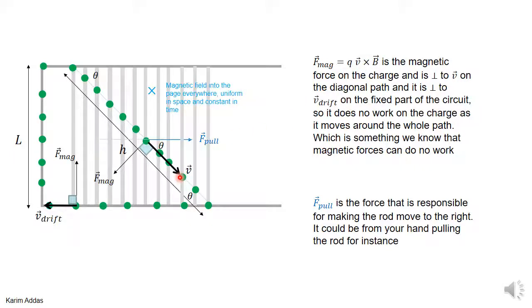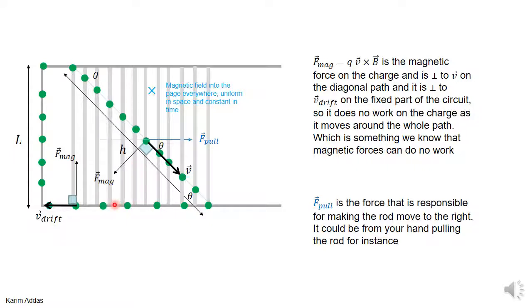V is this way and B is into the page. So V cross B is actually this way, but since the charge is negative, the force is opposite, so it's in this way. But it's perpendicular to the path that the charge is moving on, so it doesn't do any work. And we know that the magnetic force doesn't do any work, right? We've said this before, it can never do any work, the magnetic force.